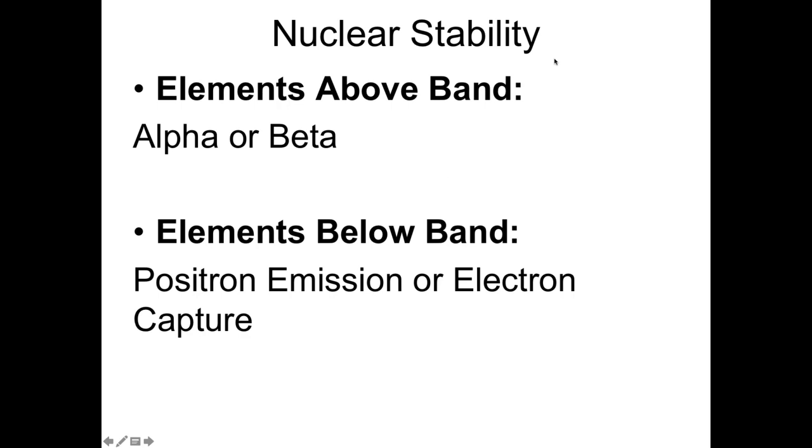What happens is that the atoms that are unstable will undergo set nuclear processes to get the nucleus more stable. So if the element is above the band, so the ratio is higher than 1.5 to 1, it's going to undergo alpha or beta decay. If the element's below the band, it's going to undergo positron emission or electron capture.